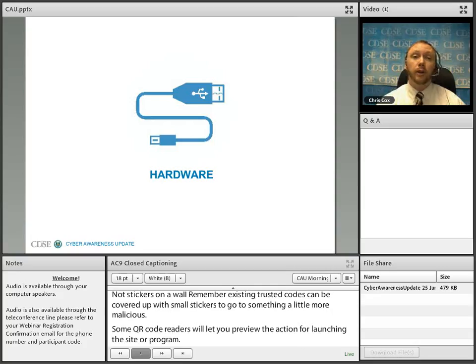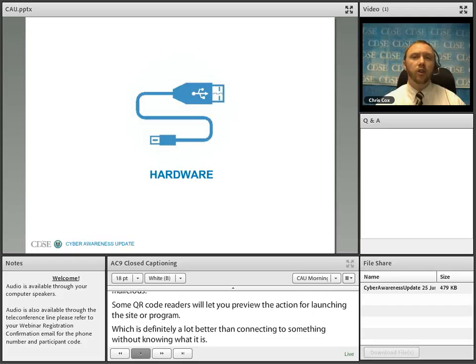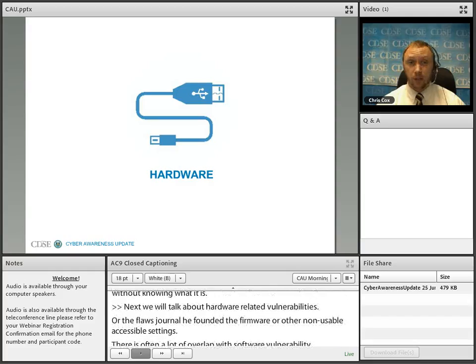Next, we'll talk about hardware-related vulnerabilities, where the flaw is generally found in the firmware or other non-user accessible settings of the operating system. There's often a lot of overlap with software vulnerabilities, so it's important to look at your systems and your resources from a holistic perspective in order to keep yourself secure.